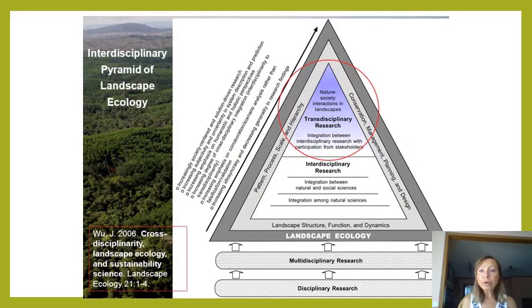According to Professor Wu and his chapter on the interdisciplinary pyramid of landscape ecology, a landscape is that unit that provides us with understanding of structure and function and dynamic and pattern and process and scale and hierarchy that are important for making decisions in conservation and management and planning and landscape design. And these decisions can happen through what he calls transdisciplinary research, which is the next step after interdisciplinary and multidisciplinary research, where scientists and citizens are coming together to make sustainability decisions.